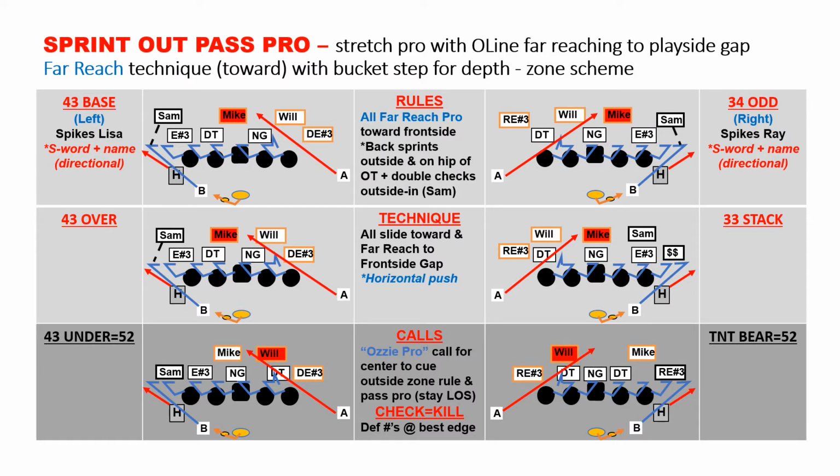Next one we like to do then, this is the idea of using overlapping techniques and blocking schemes to keep it simple for our line, is this for our sprint out pass pro, we just use our stretch zone. What we change is we just add, the call is an Ozzy and we put pro on there. So Ozzy Pro Lisa would be to the left. Again, what we use for a verbal cue is spikes, but the O-line would call Ozzy Pro. Just letting everybody know we're going to use that same outside zone far reach technique, but we're just going to stay on the line of scrimmage.